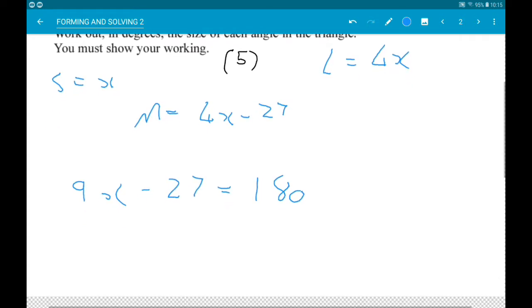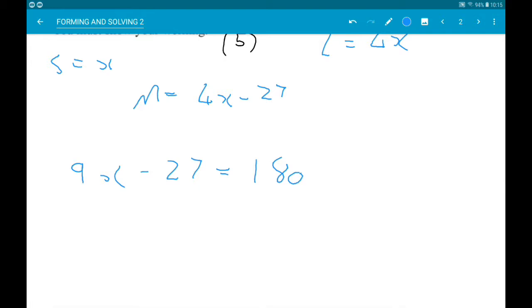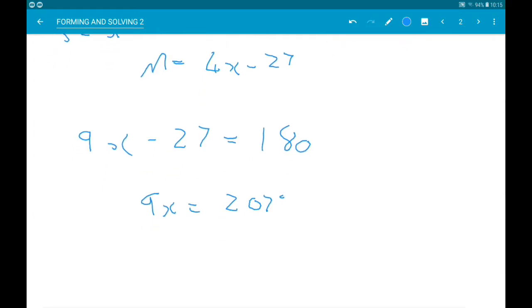So add 27, 9x is 207 degrees. Divide by 9, and we get x is 207 divided by 9, 23 degrees.